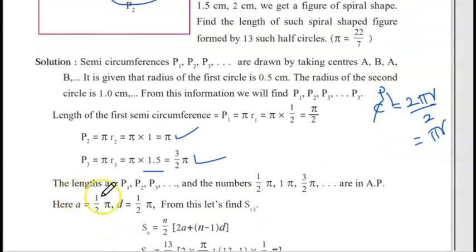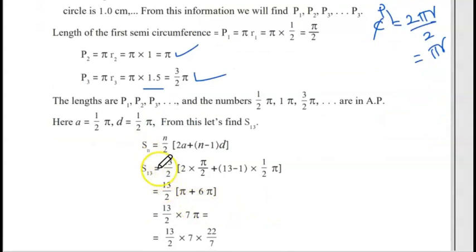The lengths are P1, P2, P3 and the numbers are 1 by 2 pi, 1 pi, 3 by 2 pi, are in AP. Here a is equal to 1 by 2 pi, d is equal to the difference. 1 pi मधनं 1/2 pi गेले तर किती राहतील? d is equal to 1/2 pi. From this, let's find S13. Okay, S13, Sn चा फॉर्म्युला इथे वापरणार. Sn is equal to n by 2 in bracket 2a plus n minus 1 into d.